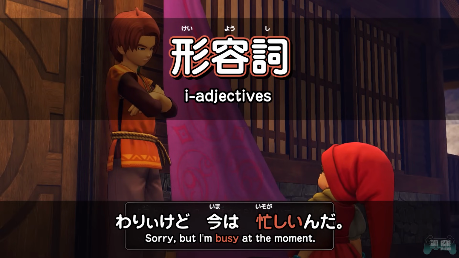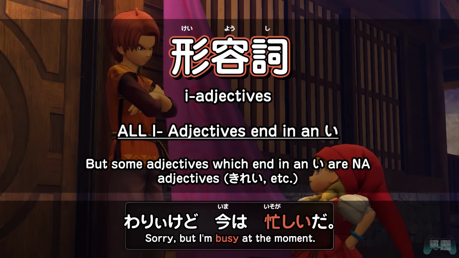E-adjectives, or 形容詞. In Japanese, there are actually two different types of adjectives, E-adjectives and Na-adjectives, and the way that you treat each is slightly different, especially when you conjugate them. Here with E-adjectives, you can tell that it's an E-adjective because an E-adjective ends in an E sound, although that's not always the case, so please be careful. For example, kirei for pretty is actually not an E-adjective.